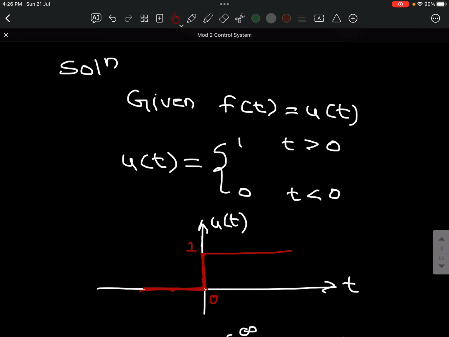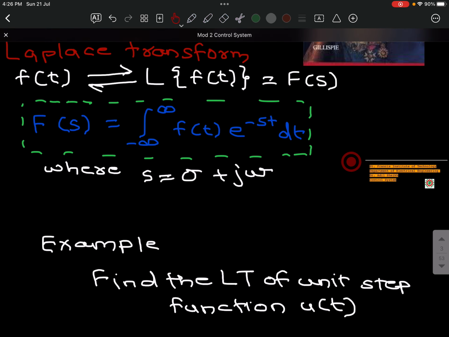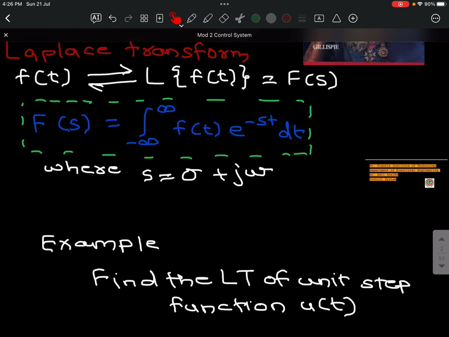Now let's take the integration in the formula format, like how your Laplace transform will be. So what we have to do, we have to take this particular formula. This formula we will be using.